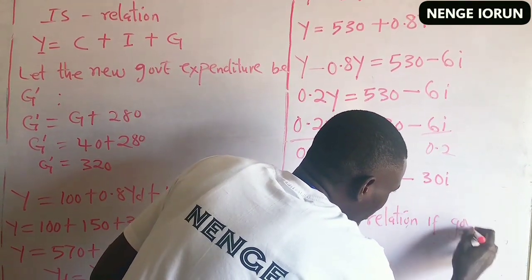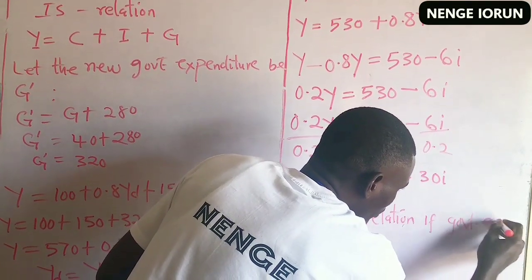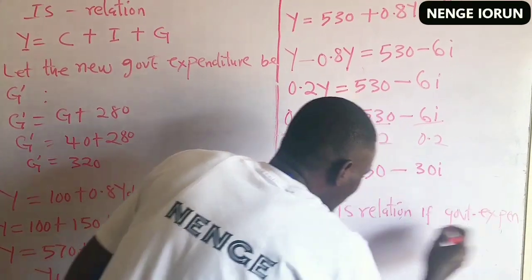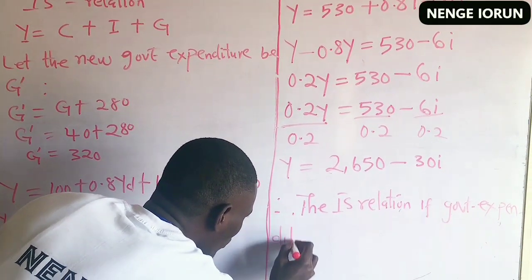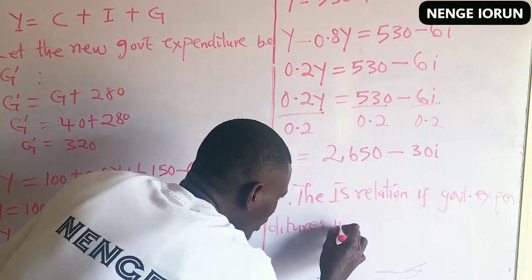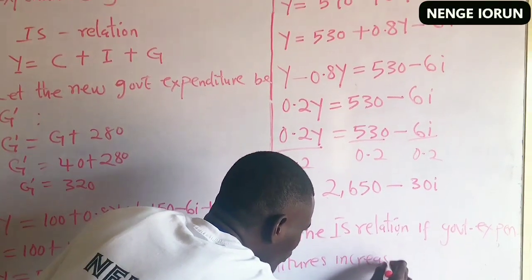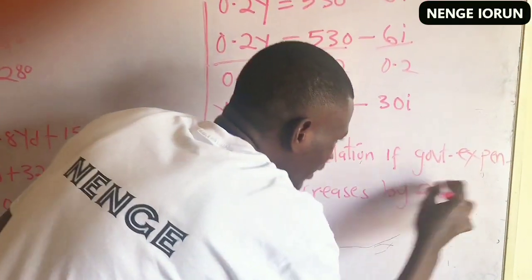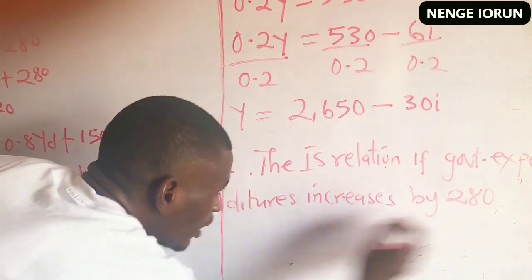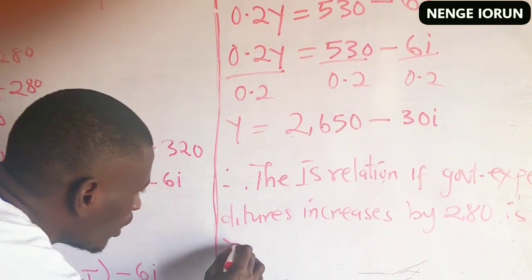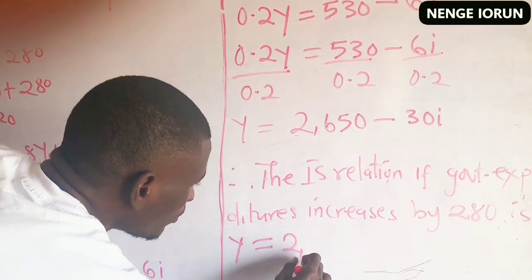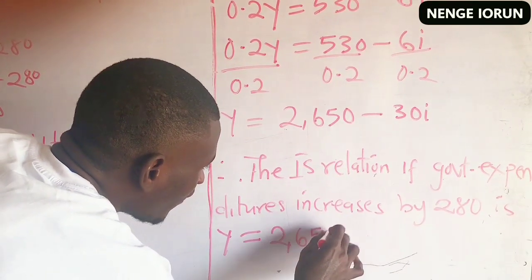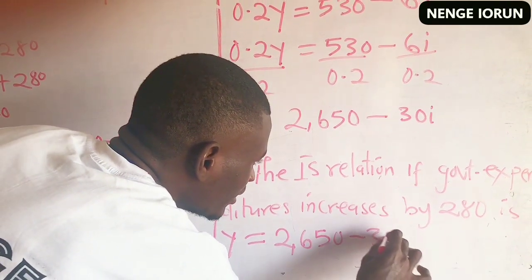Therefore, the IS relation, if government expenditure increases by 280, is Y equal to 2,650 minus 30i.